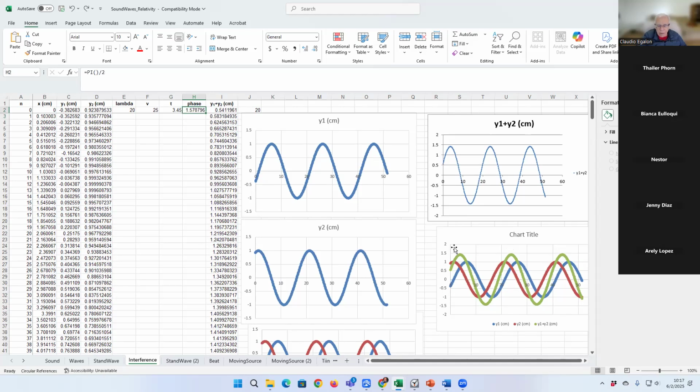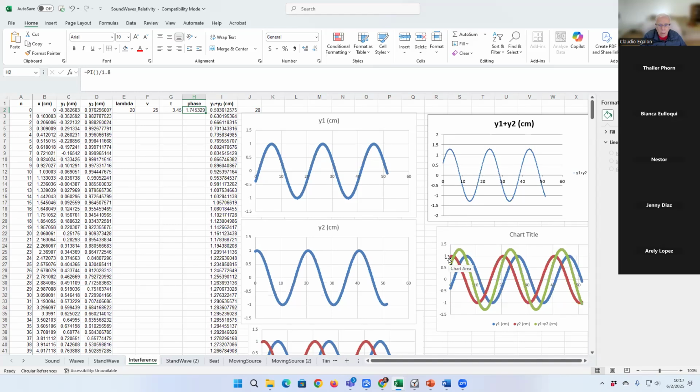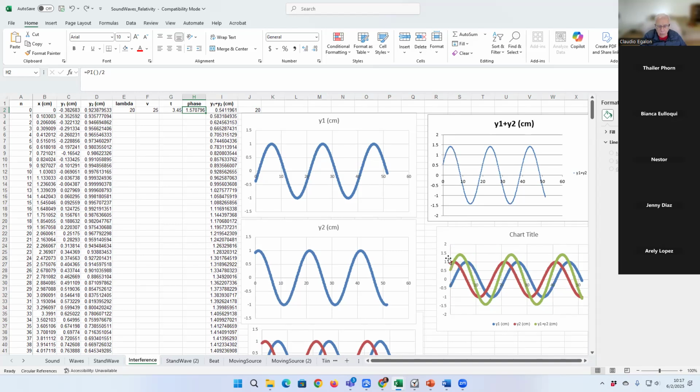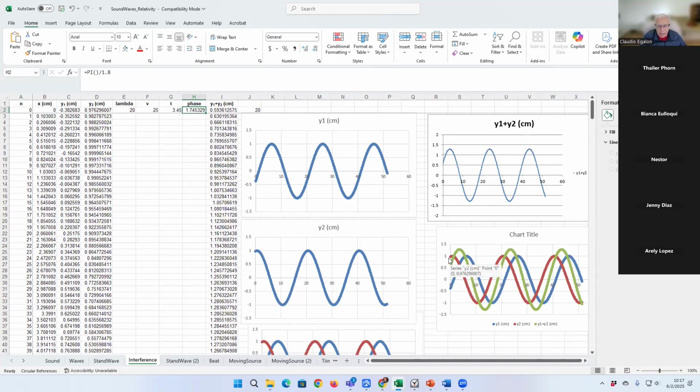Note that in this plot here, Excel changed the scale. Before we had almost 1.5, now we can see clearly that the amplitude of this green wave is definitely less than 1.5. So we are getting the difference in phase. What happens, right, when the difference in phase keeps on changing slightly?